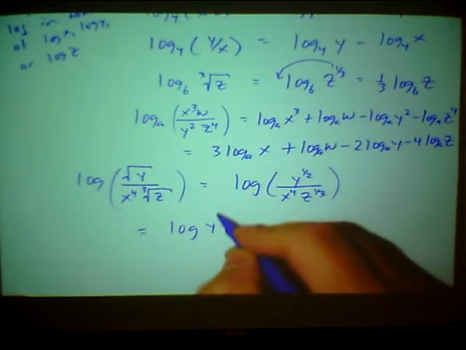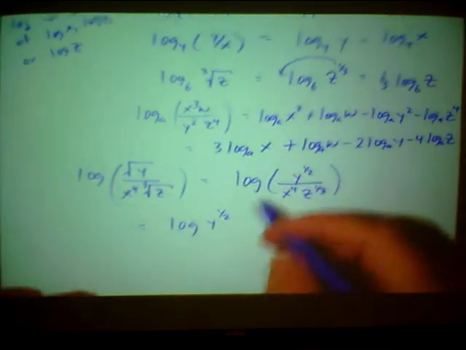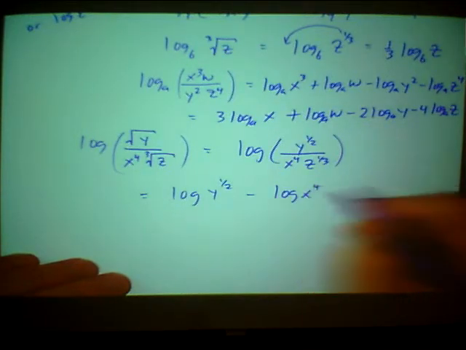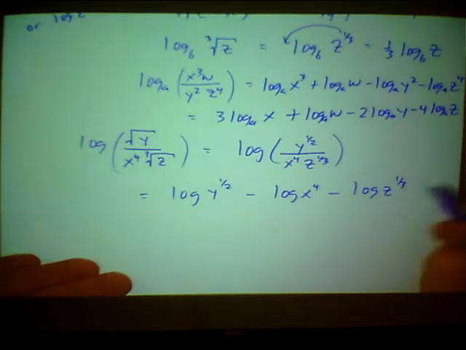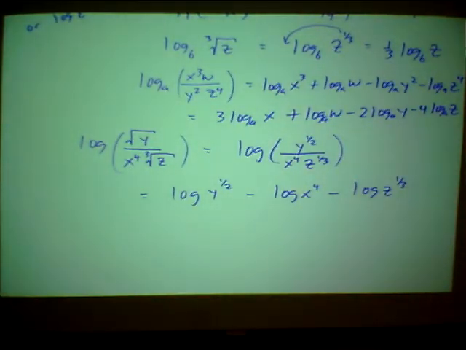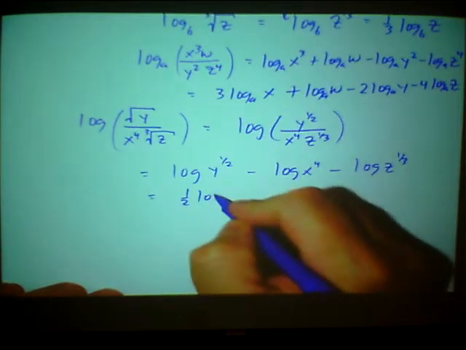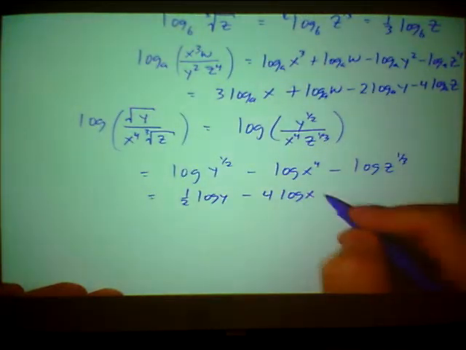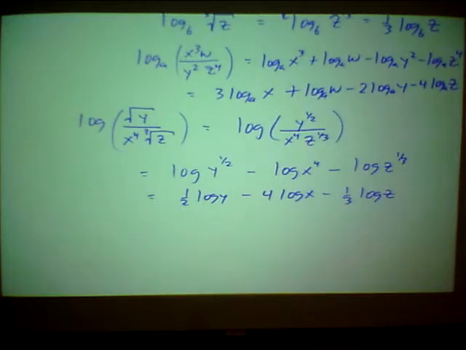So log of y to the 1/2. Now the x to the 4th and z to the 1/3 are both in the denominator, so I'm going to subtract them. Minus log x to the 4th minus log z to the 1/3. And now the final step is I have to get rid of those exponents inside the log. So 1/2 log y minus 4 log x minus 1/3 log z. And there we go.